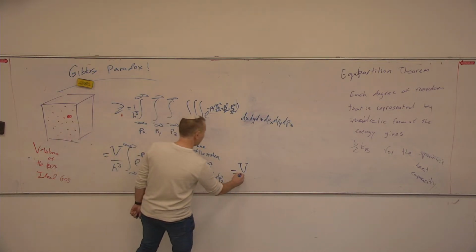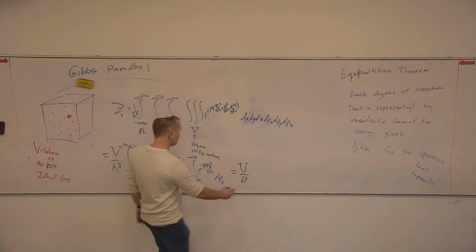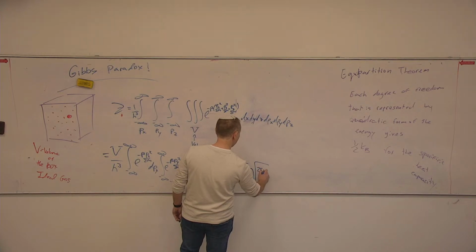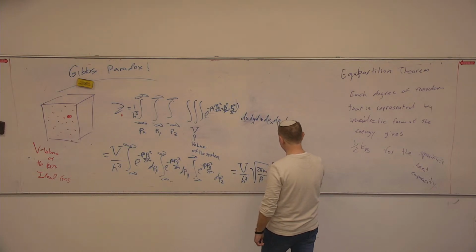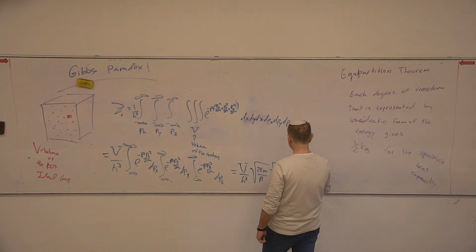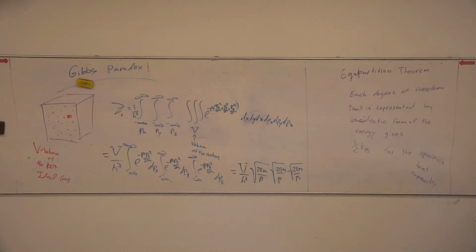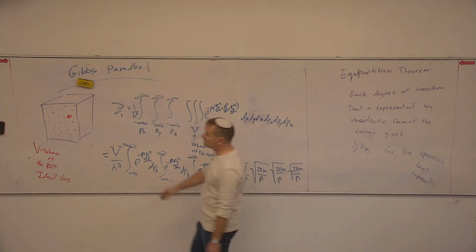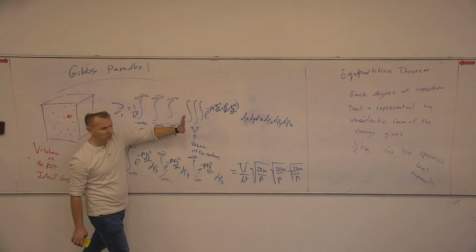So you have V divided by h to the third, and the integral of this guy is what? The square root of 2 pi m divided by beta, a square root of 2 pi m divided by beta, a square root of 2 pi m divided by beta. Great. Yes? No interactions. So they are confined to the box. So this is why you here integrate just over the volume. That's it.